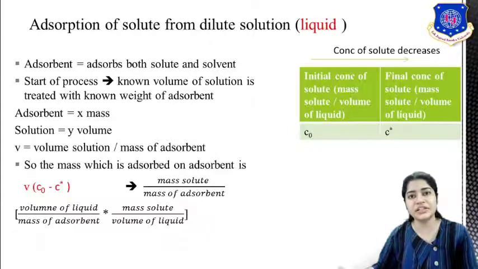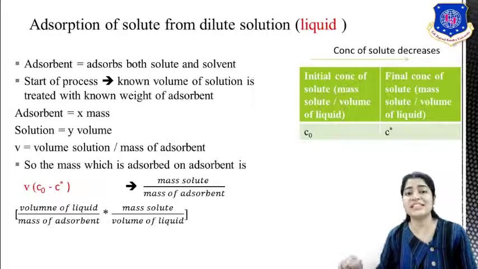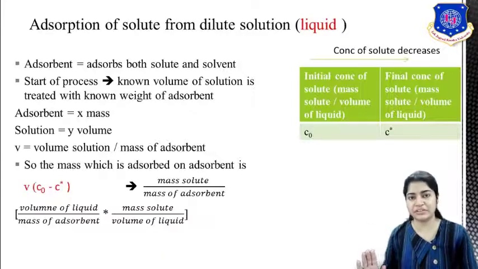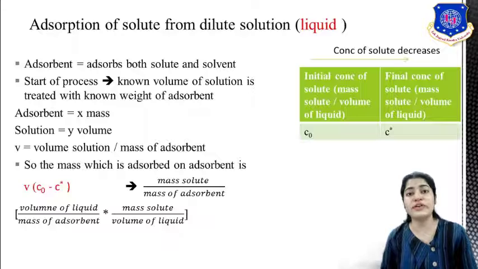Final concentration is what is your final concentration after adsorption? How much amount of solute is remaining? That is your final concentration, right? So that is your C star. That is equilibrium concentration, maximum limit. Of course, the concentration of solute has been decreased here.